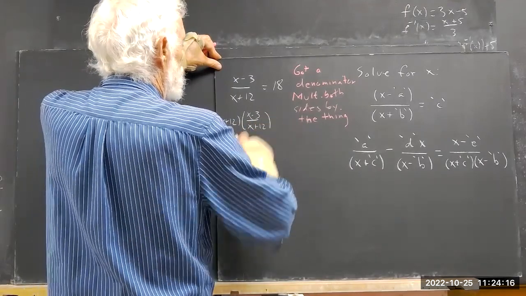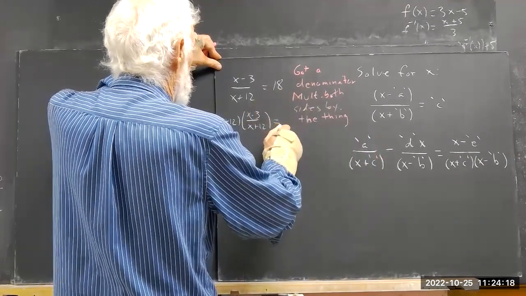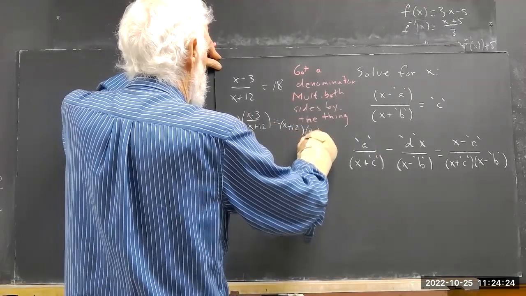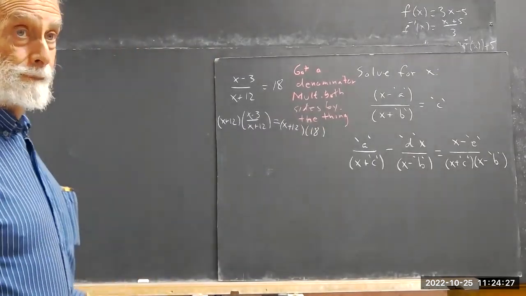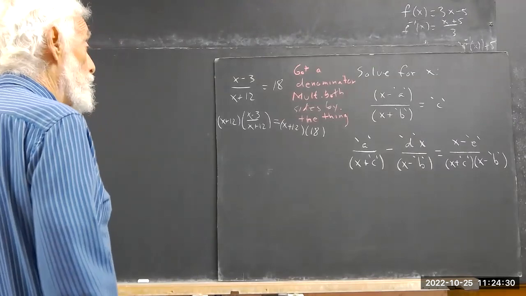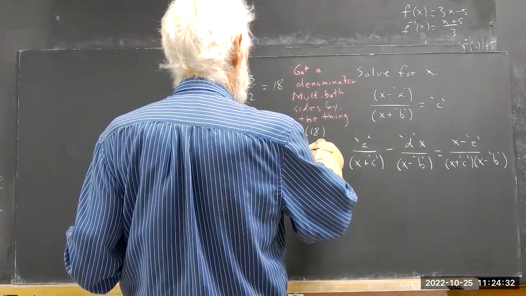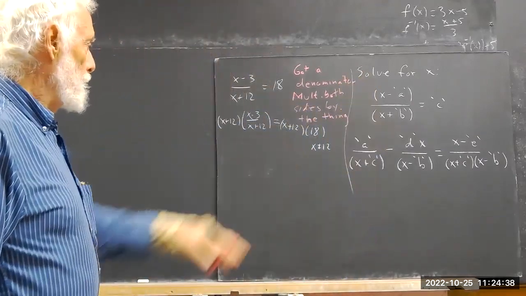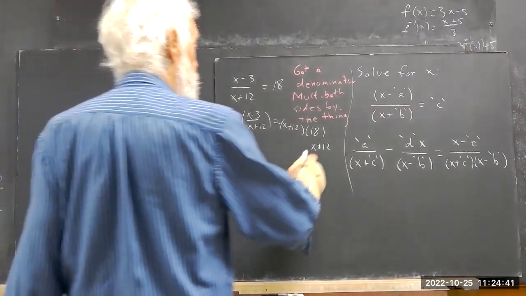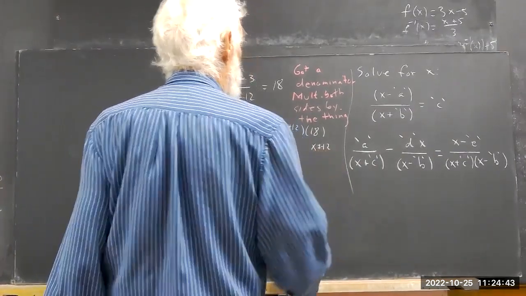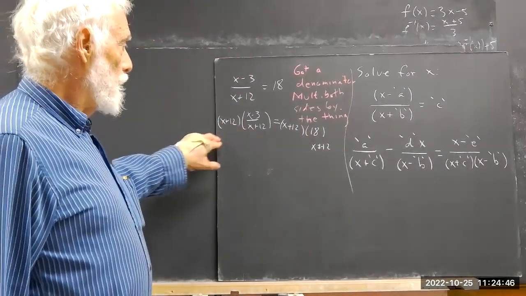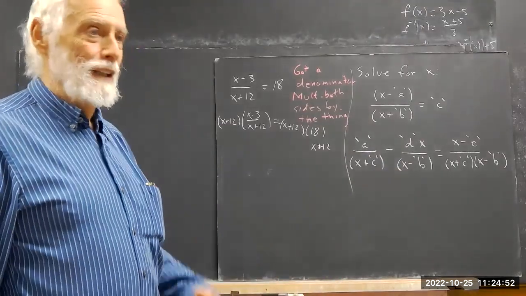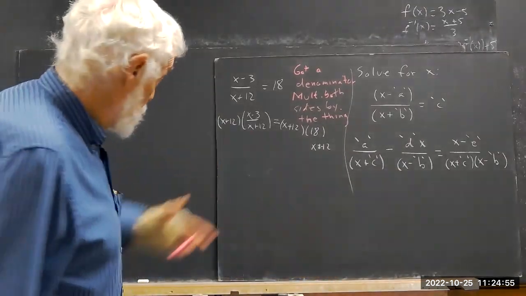And that's going to be equal to x plus 12 times 18. Now, one thing we should note is that x can't be equal to negative 12 if we do that. Because if x is negative 12, we just multiply both sides by 0. Yeah, sure, it's equal, but now we don't get any information.